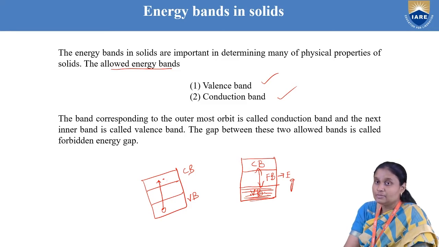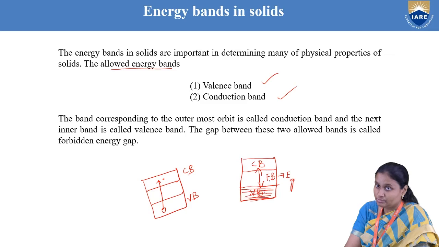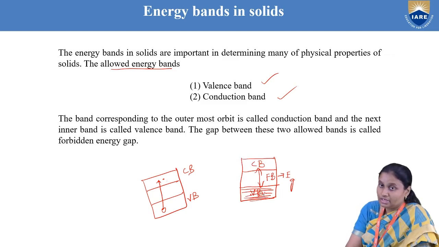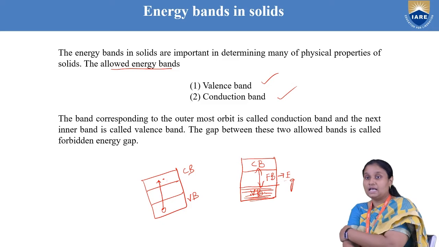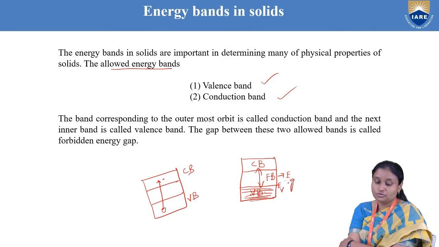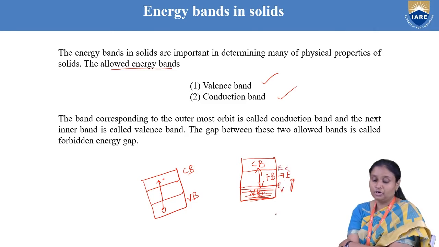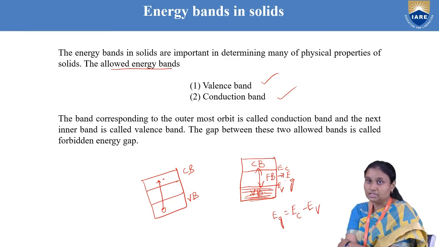The region which separates the valence band and conduction band is called the forbidden energy band. An electron can never exist in the forbidden energy band. For an immobile electron to become a mobile electron, it has to get energy equal to the energy gap. Suppose EV is the top of the valence band and EC is the bottom of the conduction band. What is our energy gap? EC minus EV. If you are able to supply this much energy to an electron in the valence band, then it will become mobile and take part in conduction.